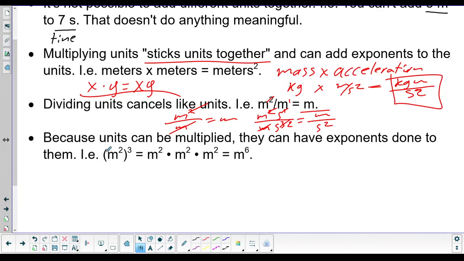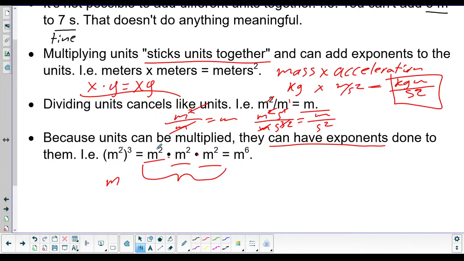Okay. And because we can multiply things, you can also do exponents the same way, because exponents are just repeated multiplication. So if you have meters squared to the third, that's just meter squared times meter squared times meter squared, 3 times.